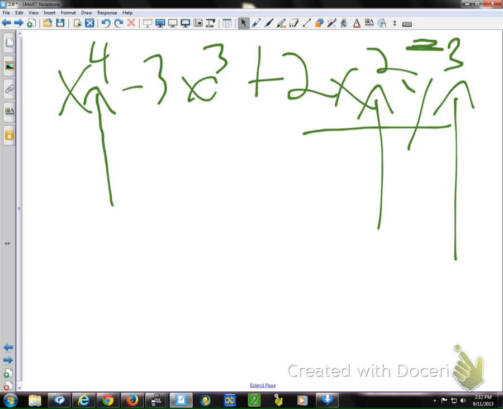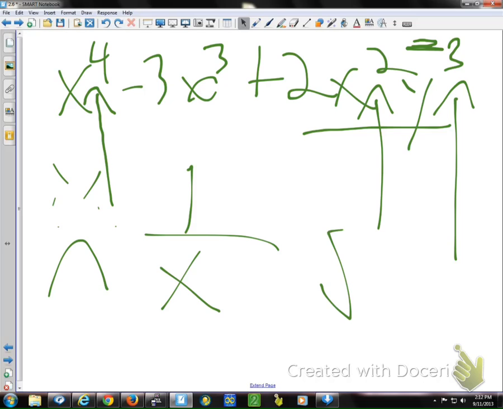You can have as many variables as you want in polynomials. The only two things you can't have are a variable in the denominator. That's a no-no. And you cannot have a variable under a radical. That is another no-no. Those are the only two things you can't have. Variable in the denominator, variable in the radical.